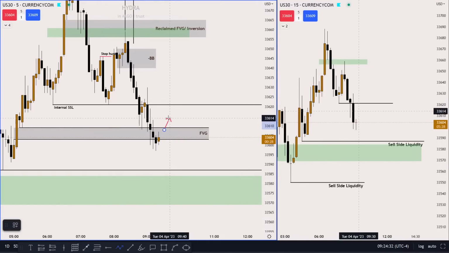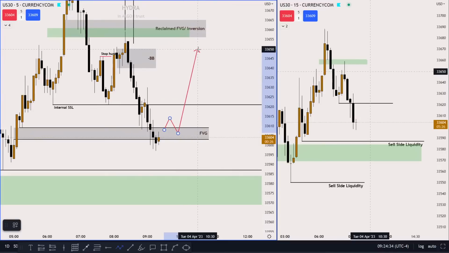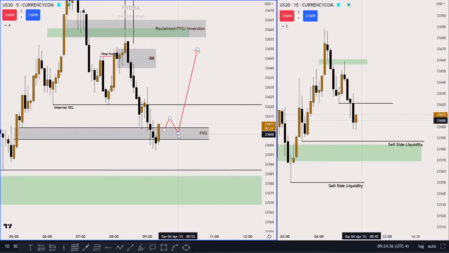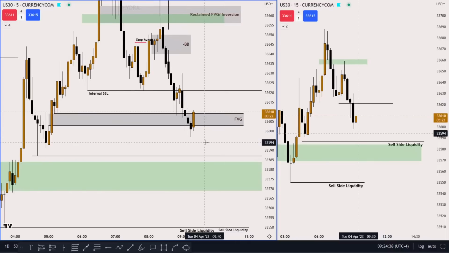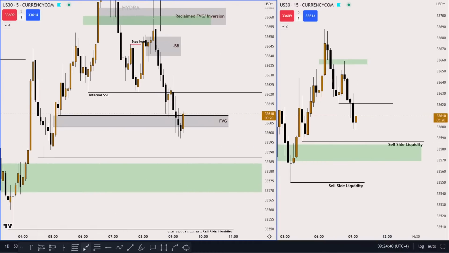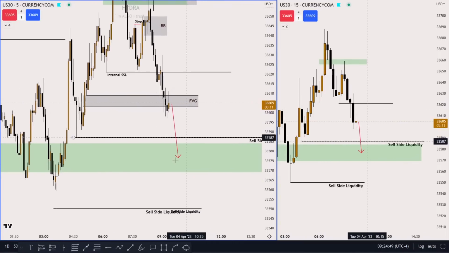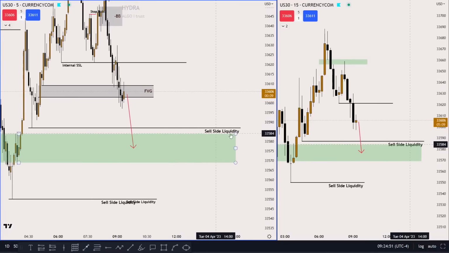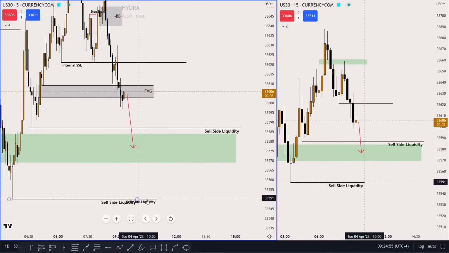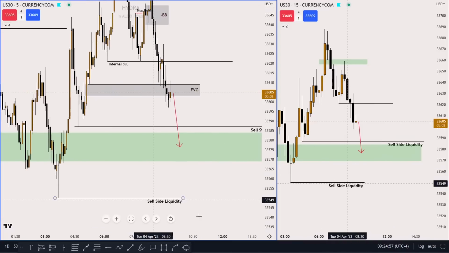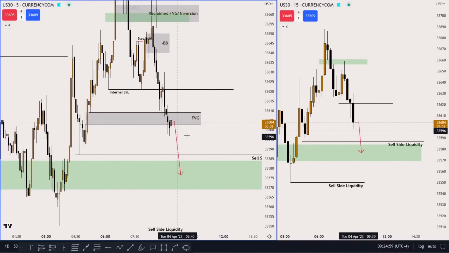on US30, something like this. But if price does something like this, like if price is not closing a candle's body above the fair value gap, I want to see price remain heavy towards the sell side and come down and offer sell side on this swing low, and then ultimately down here. So let's see what price does.